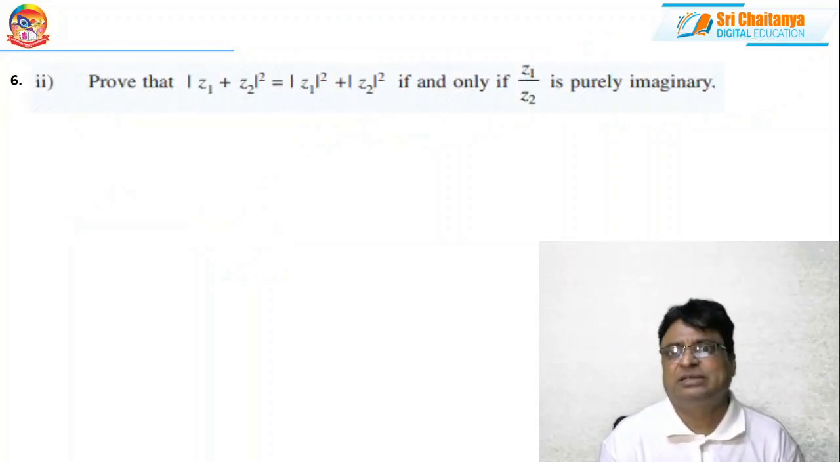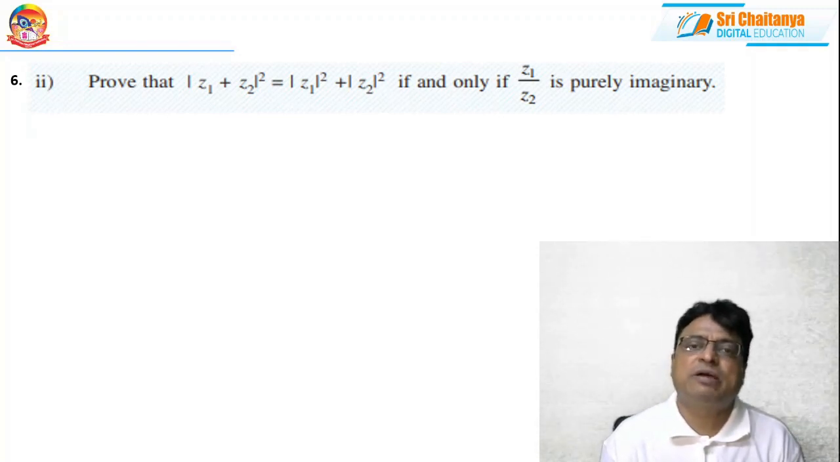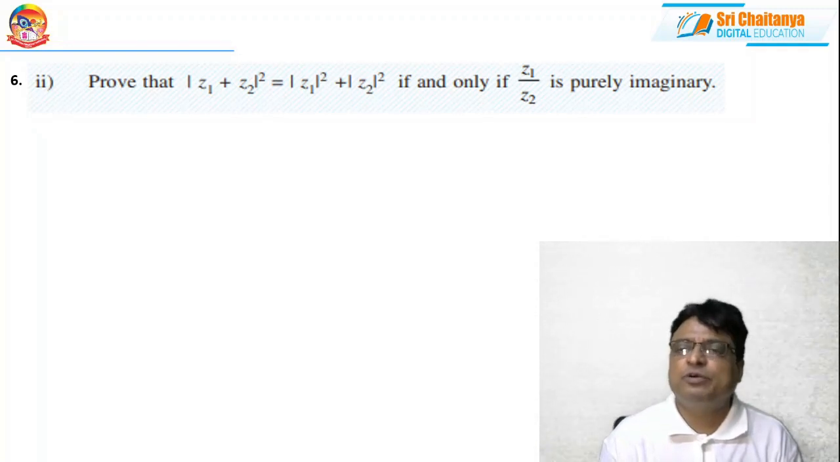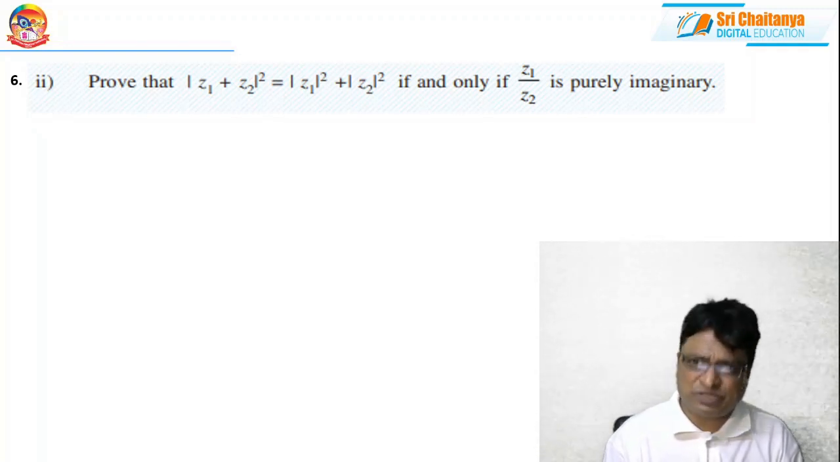Okay, now coming to problem number 2 of 6. See here, the same type of thing is given. Prove that mod of Z1 plus Z2 whole square is equal to mod Z1 square plus mod Z2 square if and only if Z1 by Z2 is purely imaginary. I think we have solved this problem.